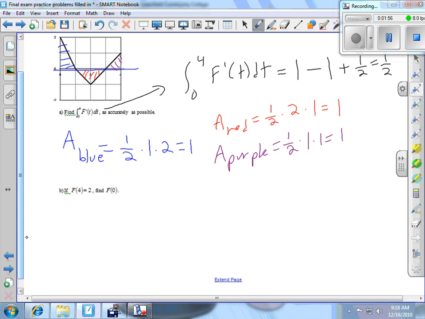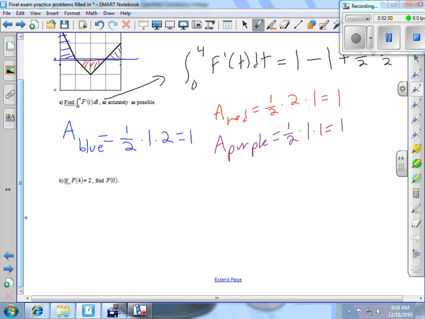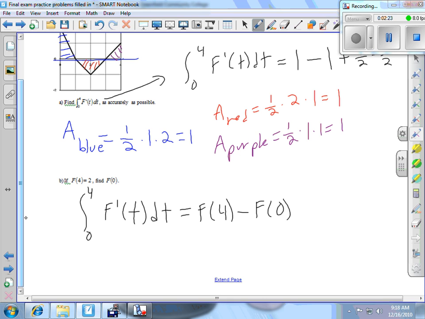Part B, if f of 4 is 2, find f of 0. Okay, now we got to go back to the fundamental theorem, which tells us that the integral from 0 to 4 of f prime of t dt is equal to, so this is just the pattern of the fundamental theorem, f of 4 minus f of 0. Top minus bottom for not f prime, but for the original function f. And the reason that we pick 0 and 4 hopefully will become obvious in this next step.